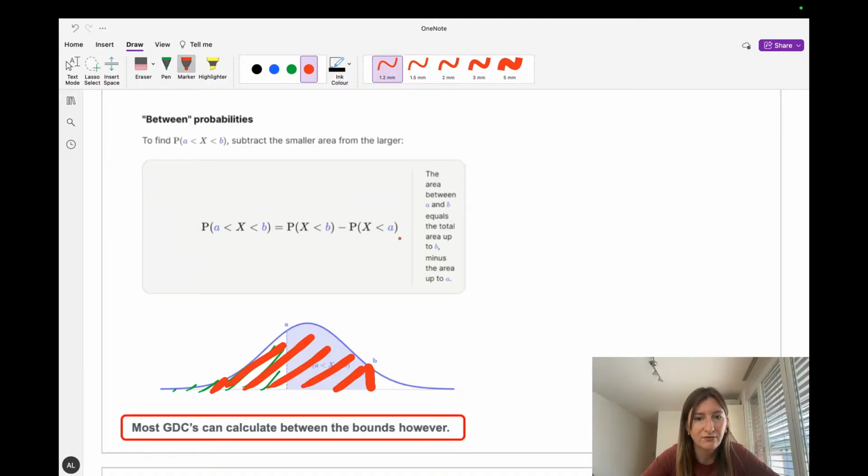And here we have a little formula for that. So you find the area from B all the way down, that's the red, and subtract it from the smaller green area over here. And that's going to give you this.